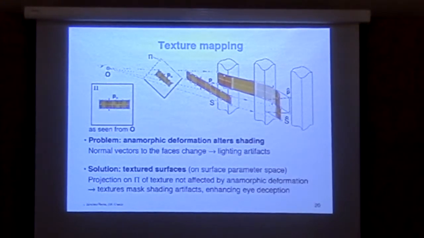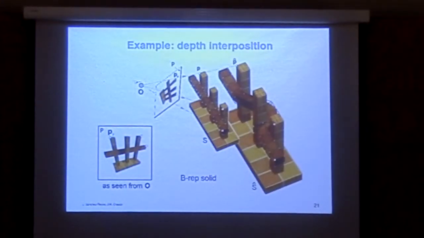So the example of depth interposition: you have these three bars. You see this one, and it looks impossible. Why? Because it doesn't make any sense that the bar goes in front, behind, in front. What's the trick to form this?